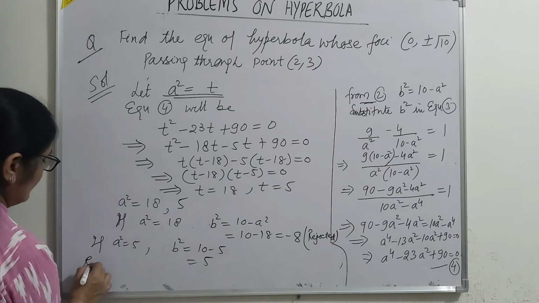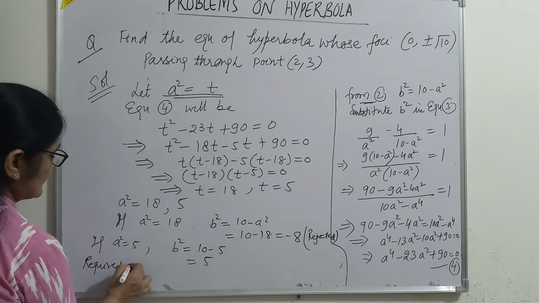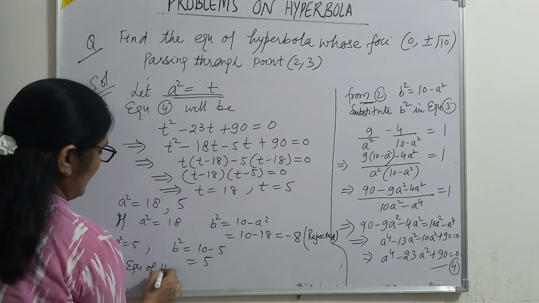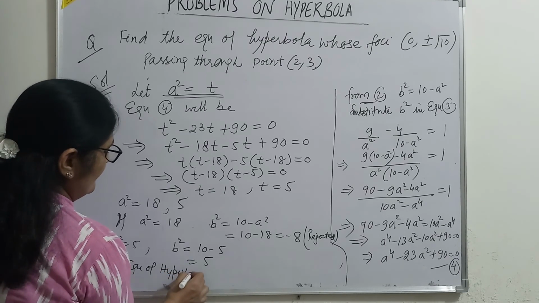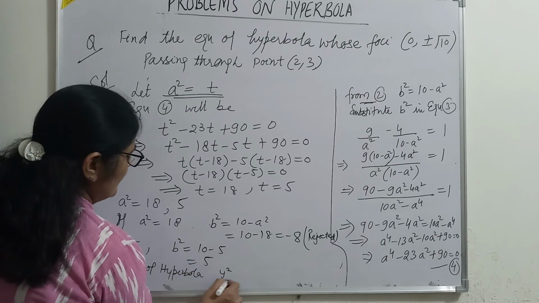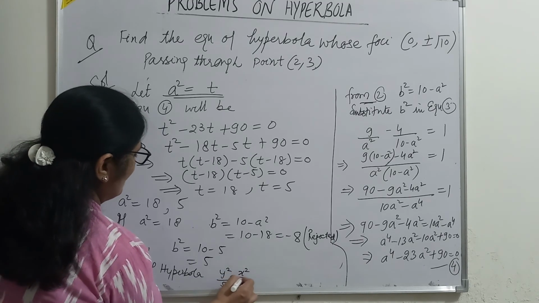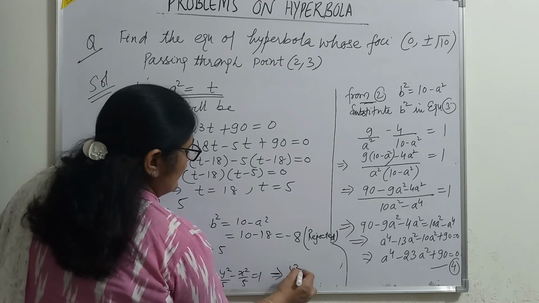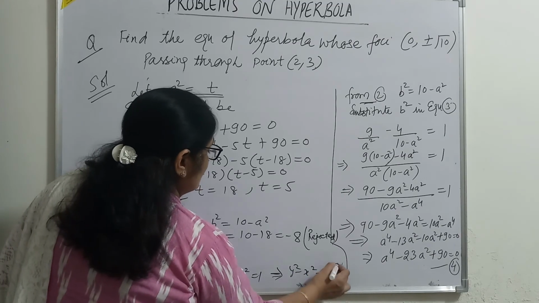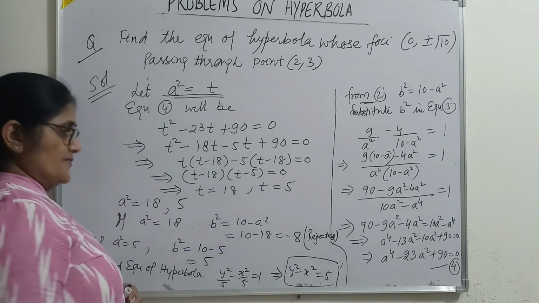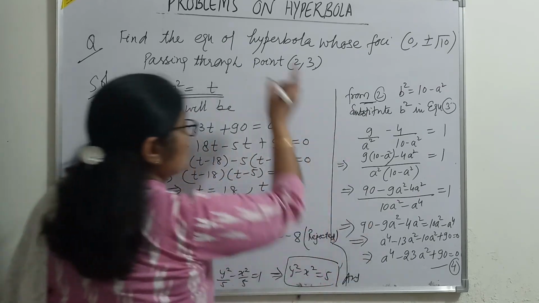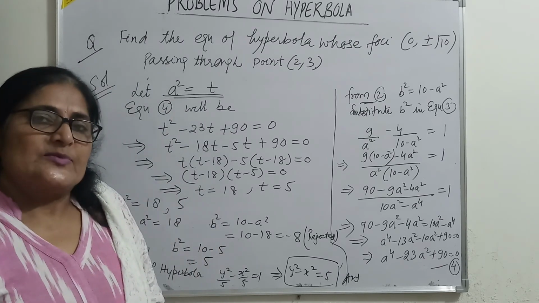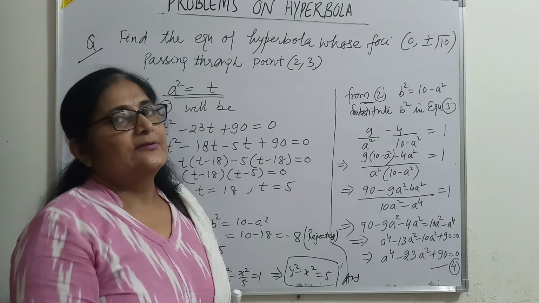a² is 5, b² is 5. So the required equation of the hyperbola. What was the equation? y²/a² − x²/b² = 1. So y² − x² = 5. This is the required equation of the hyperbola as per the conditions given. So these are the problems of hyperbola. Thank you.